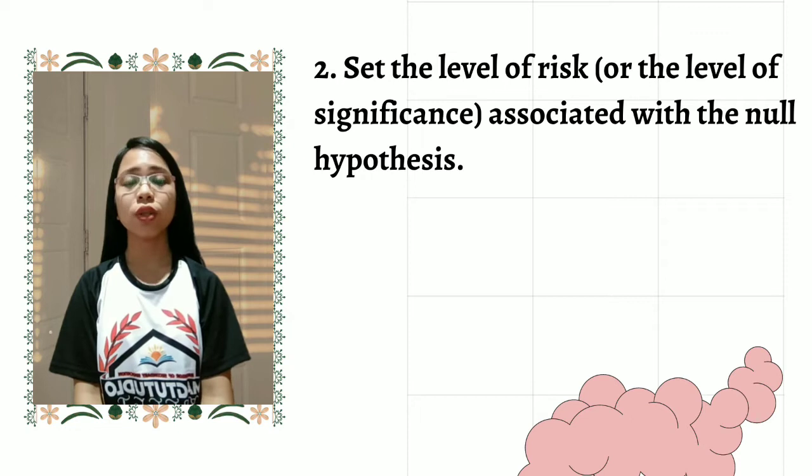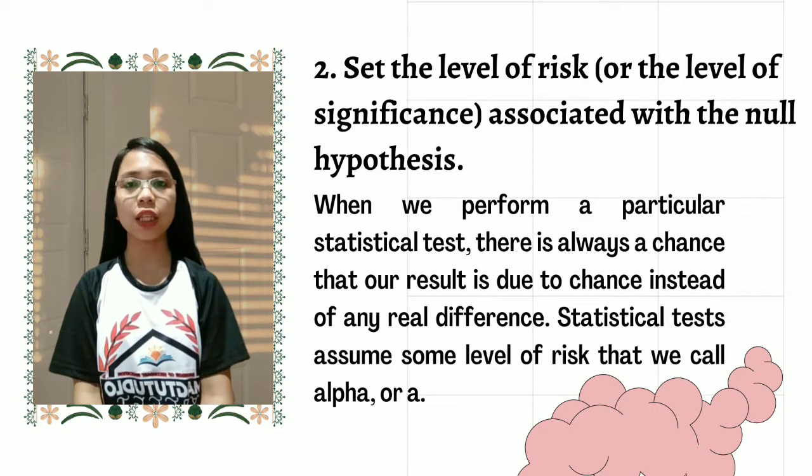The second method is to set the level of risk or the level of significance associated with the null hypothesis. When we perform a particular statistical test, there is always a chance that our result is due to chance instead of any real difference. Statistical tests assume some level of risk that we call alpha, or A. So, when a hypothesis is tested by gathering data and comparing statistics from a sample with a specified value from a theoretical distribution, such as the normal distribution, a researcher determines whether the null hypothesis should be kept or discarded in favor of the research hypothesis.